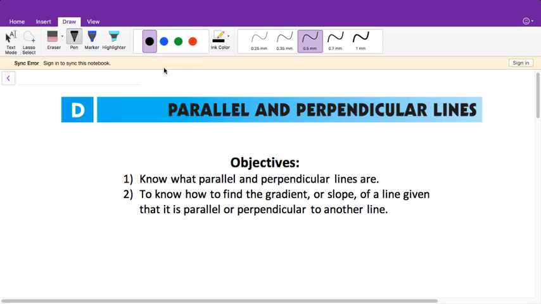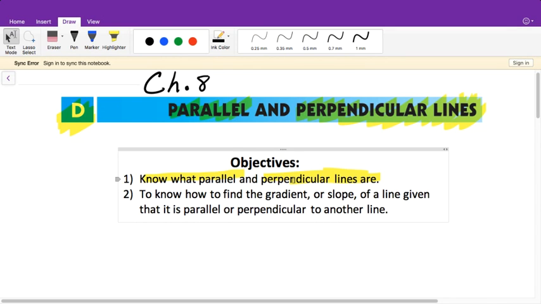All right, so this is the last video that we will go through in Chapter 8 before our next test, and that's going to be Section D, and we're only going to talk about parallel and perpendicular lines, and we're going to keep this really basic for this. So we're going to talk about parallel and perpendicular lines, and what you need to know is our objectives. You need to know what parallel and perpendicular lines are. Right? What are parallel and perpendicular lines?